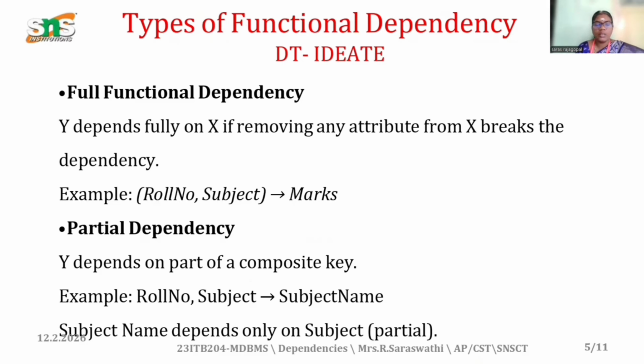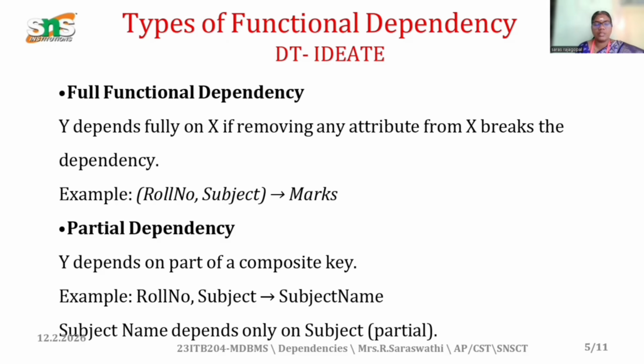If Y depends fully on X, then removing any attribute from X breaks the dependency. For example, roll number and subject determine marks. If you remove subject, roll number alone does not determine marks. So it does not define the full functional dependency. Both attributes together describe the fully functional dependency for the attribute set roll number and subject.